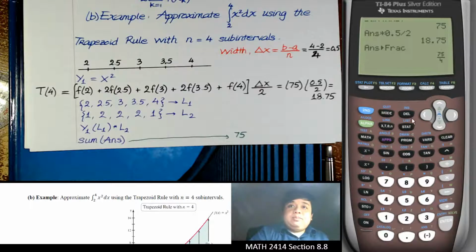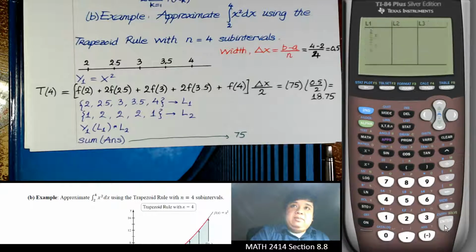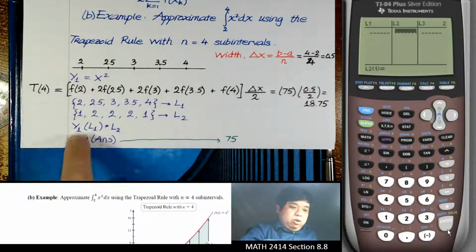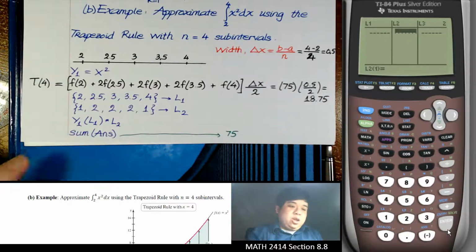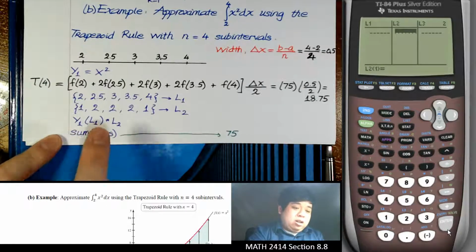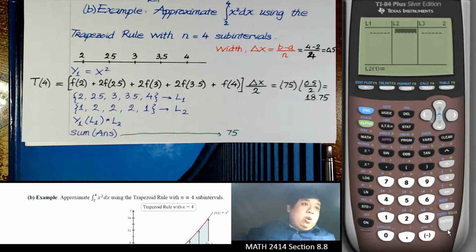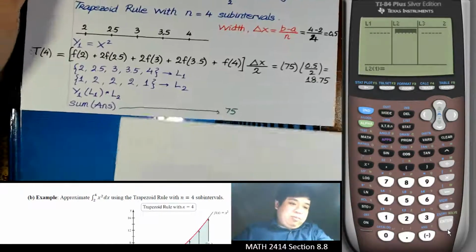I'll have to clear a list: hit stat, and edit, hit enter. Very important that we highlight the list, hit clear, and then enter. That's how we clear a list. So pretty much this: store to list 1, list 2, evaluate at list 1 times list 2, do the summation. So pretty much these steps. Right, we do the example of this.